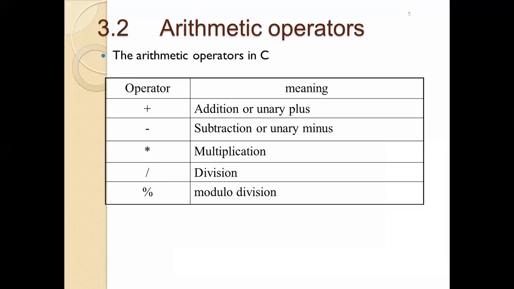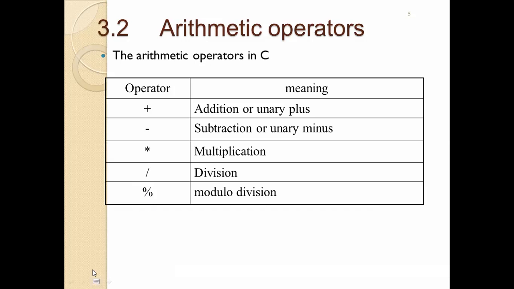Minus is used to get the subtraction, or it can act as a unary minus to change the sign of any variable. That negative can also be used. Star is used for multiplication of two data. Division means to divide one number by a second number, dividend upon divisor. And the third one is the modulo operator.